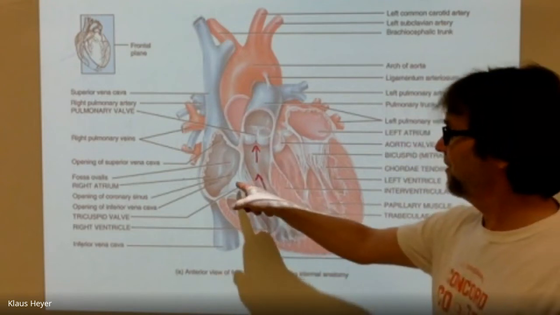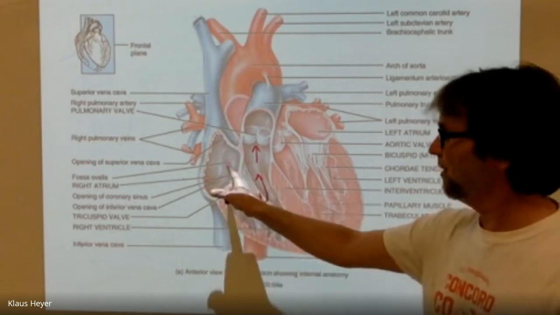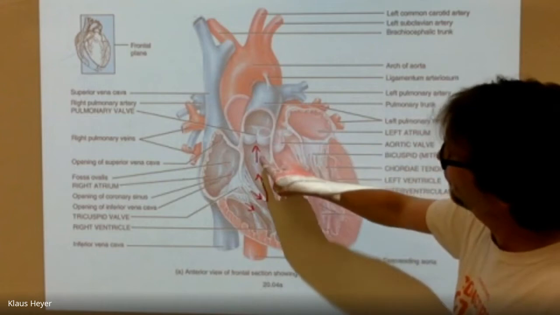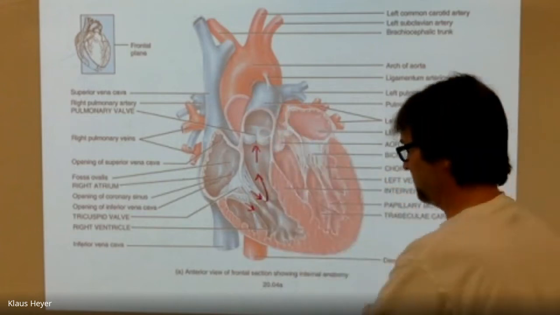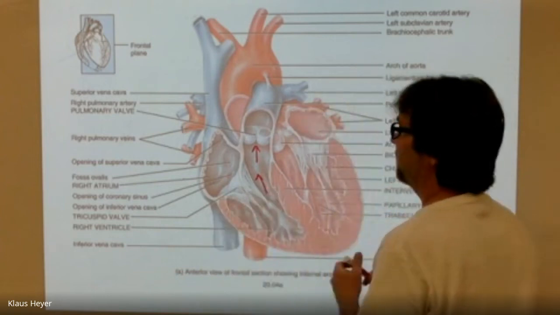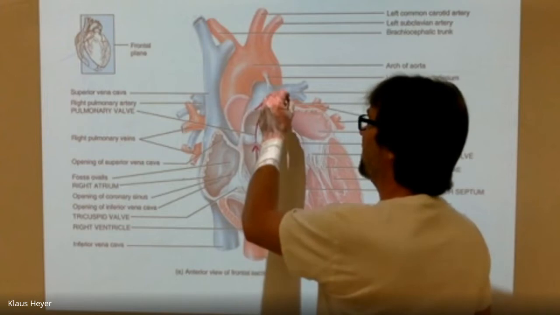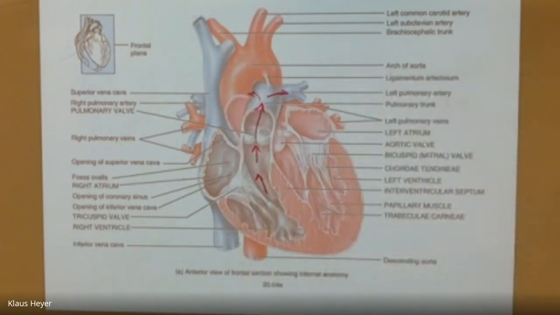This is the tricuspid valve. The blood's going to leave the atrium. This is the pulmonary valve. The blood's going to leave the heart. So it's going to go through here, and then it's going to go out to the lungs.